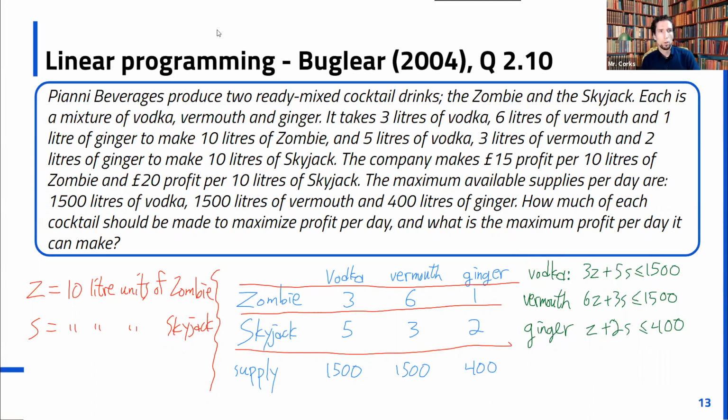The things that we can vary, if we read the problem, the question is, how much of each cocktail should be made? So how many units of Z, how many units of S? Because those are the two cocktail drinks, the two types. That's the thing that we can play with, the thing that we can vary. You might say, well, how many units of vodka we're using? We have this limitation. But we're not directly choosing to use the vodka. That's not one of the drinks. The vodka is just required for this other thing that we are choosing.